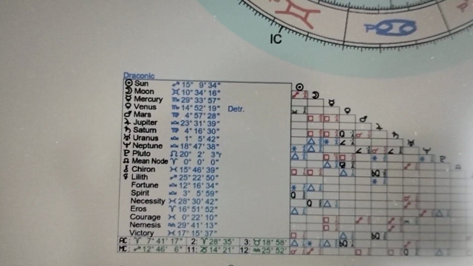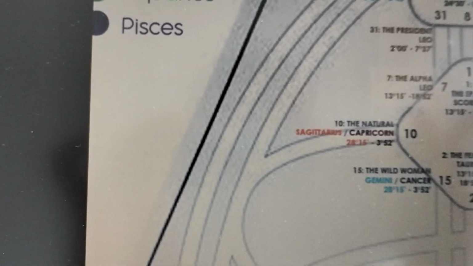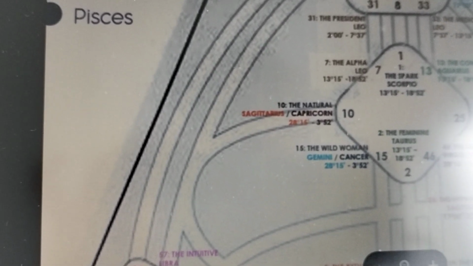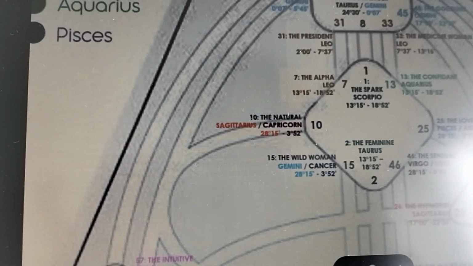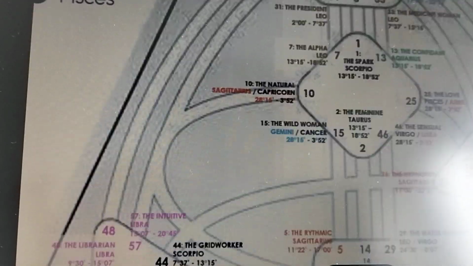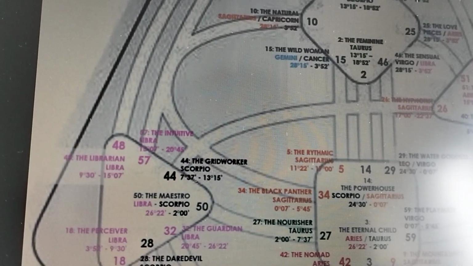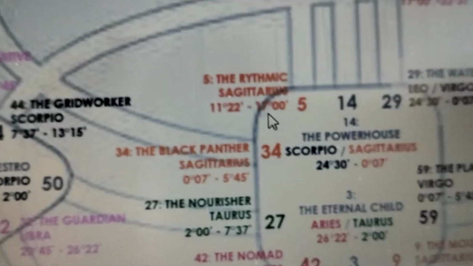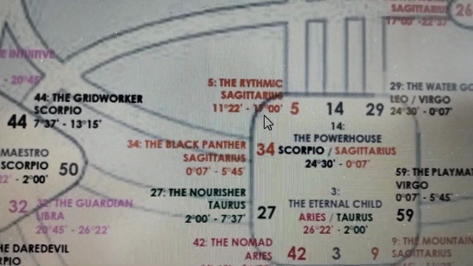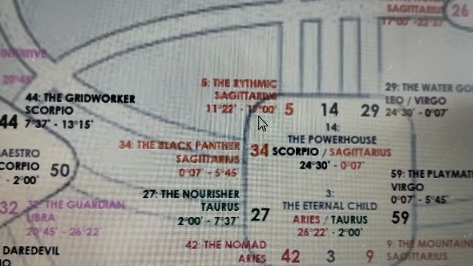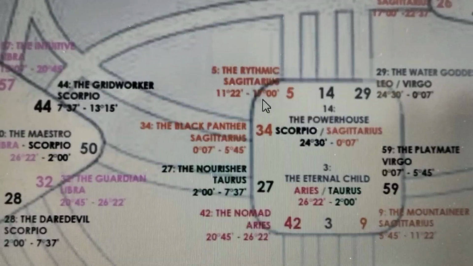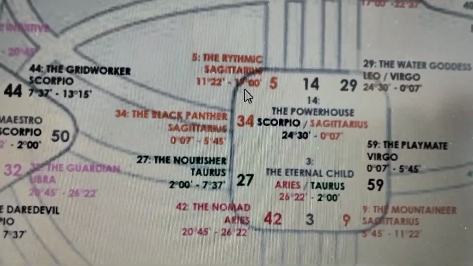So sun in Sag. Where is that? Okay, it's actually in gate 5. Let me just focus. It's in gate 5, the rhythm. So the rhythmic is his true self.